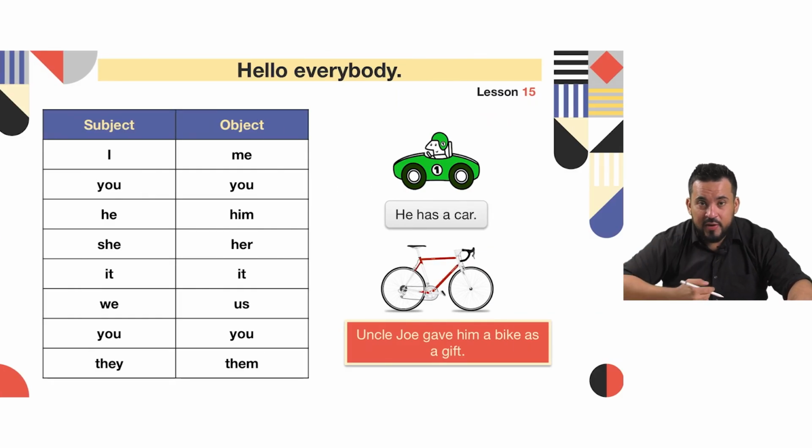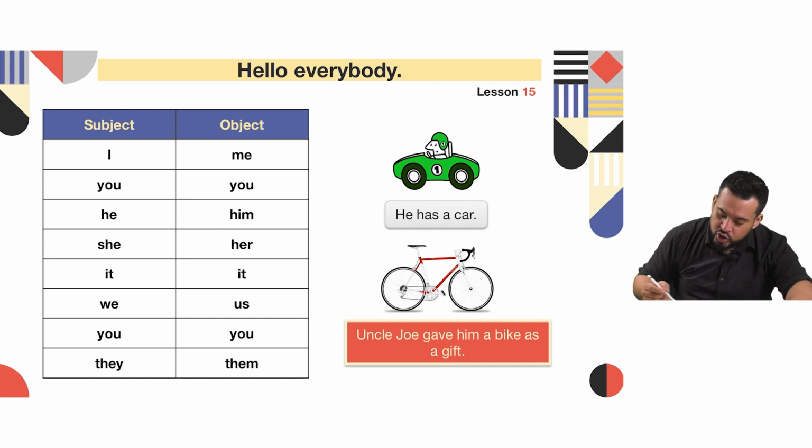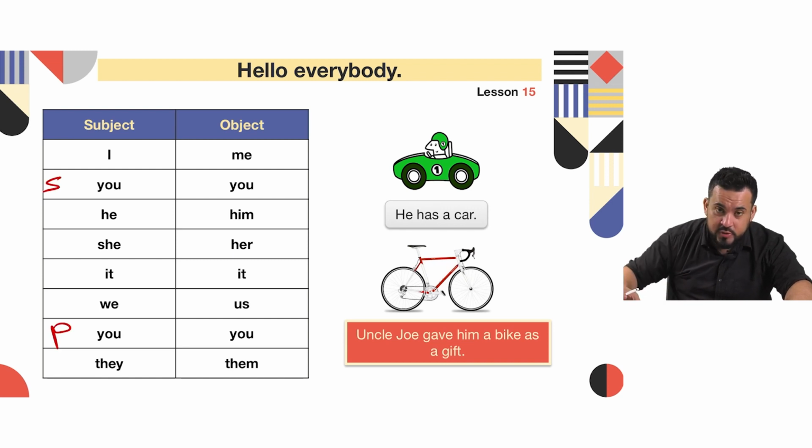Let's take a look at the list of pronouns. These are the subject pronouns: I, you, he, she, it, we, you again, and they. Why do we put you twice? Because you is used with the singular, and it's also used with plurals. So: I, you, he, she, it, we, you, they.